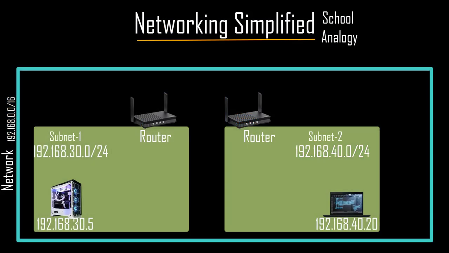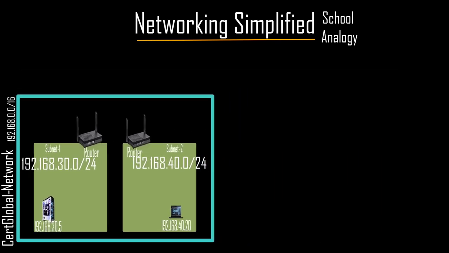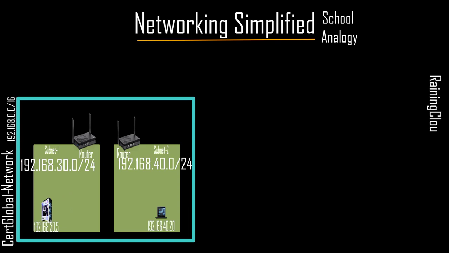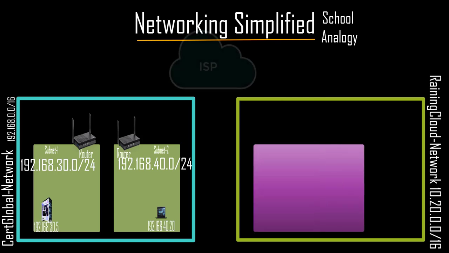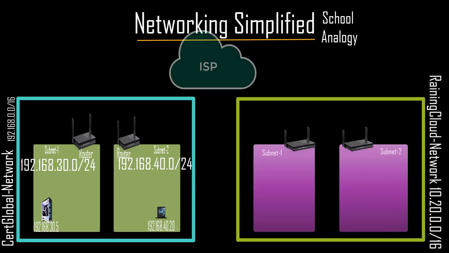All right, so moving on from that discussion, let's go ahead and start branding our networks. Let's say this network belongs to a fictitious company called CERT Global. And CERT Global has two subnetworks or two subnets, right? Okay, great. So there is another company that CERT Global wants to transact with and also share certain data. Let's call it Raining Cloud. Now this is also a fictitious company, okay?